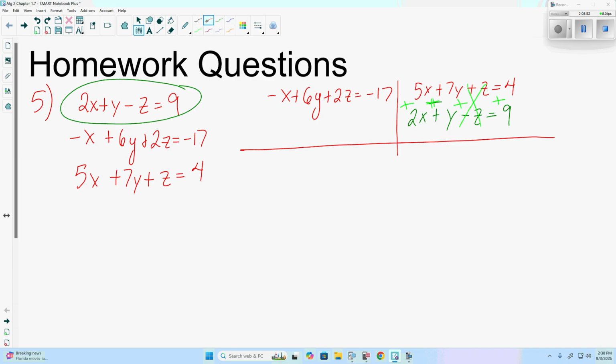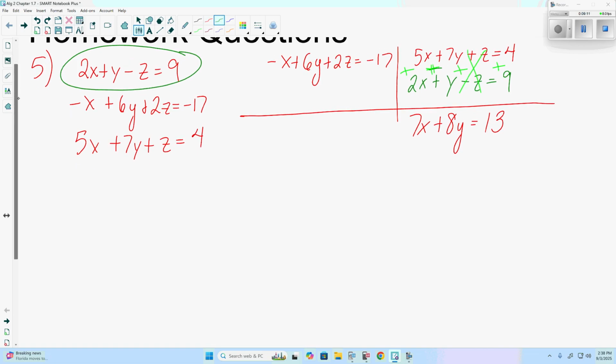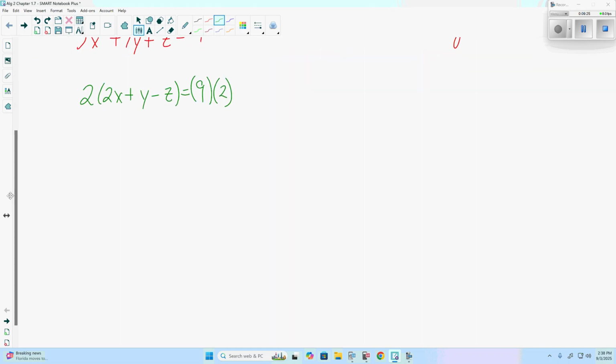Now as we add the rest, 5x plus 2x is 7x. 7y plus y is plus 8y. 4 plus 9 is 13. Now at this point here, we do have to do some multiplication because we need the z, our 1z, to become 2z. So we're going to have to multiply this entire equation by 2.